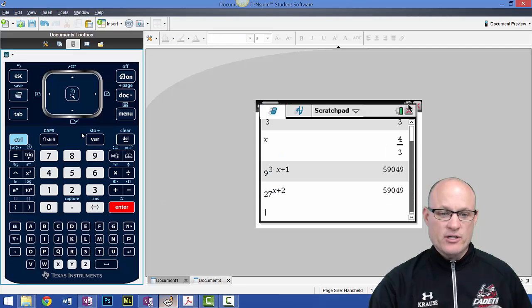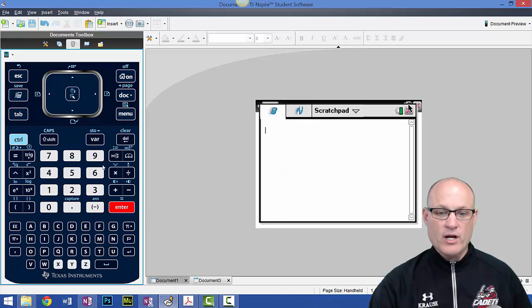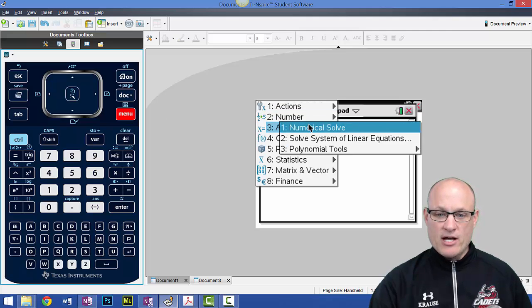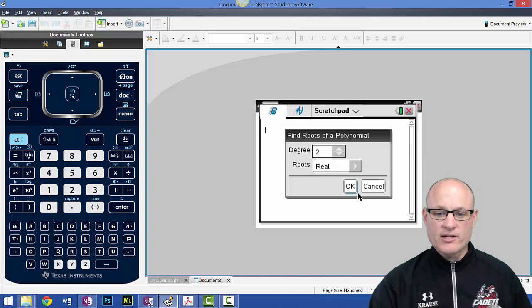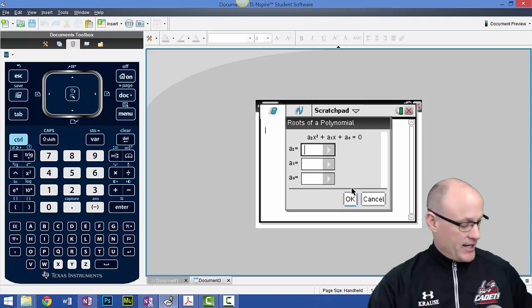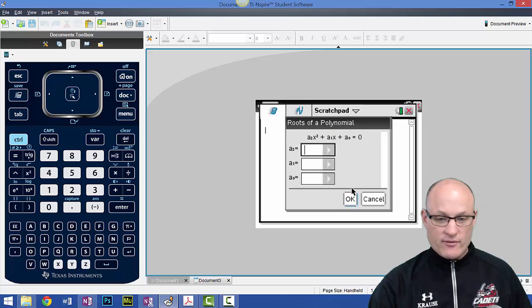So if you don't have one, you might want to get one. Let me clear out all this stuff. What I'm going to do is go into Menu, then Algebra. Polynomials is what I'm working with, and I want to find roots. It's a second degree polynomial, and the a, b, and c were 2, 7, and -3.